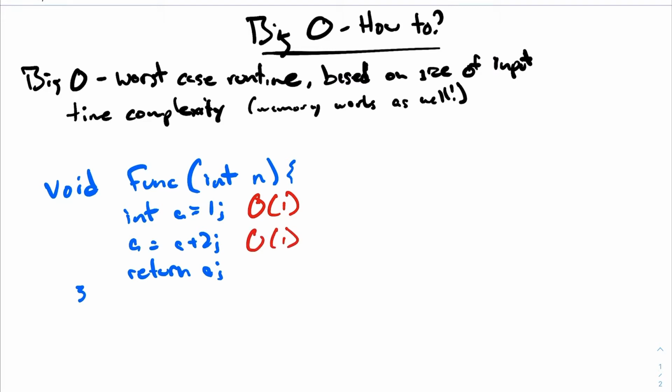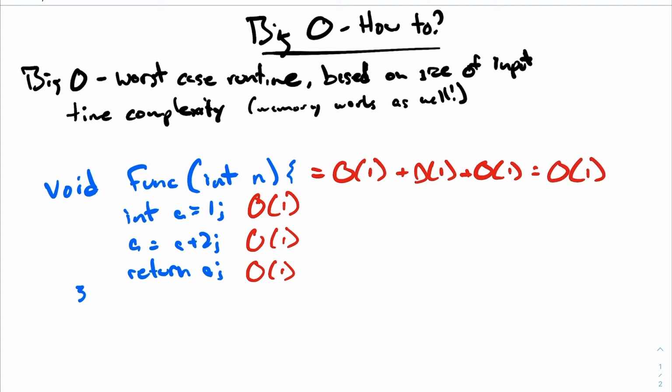And then we say return a. Well, this isn't going to do anything, so this is always going to take the same amount of time. So our function here is equal to big O of 1 plus big O of 1 plus big O of 1, right? Now, if you have three constant time operations being added together, this can be simplified, because we don't care how many constant time operations there are, and we just say that this is a constant time function.